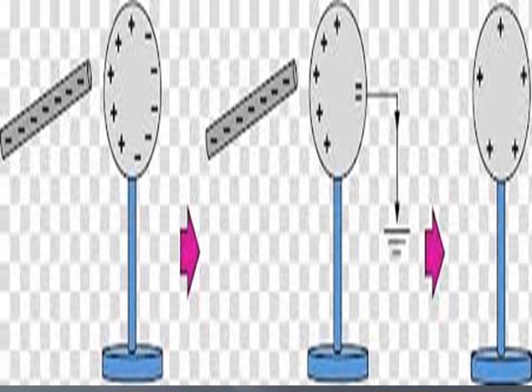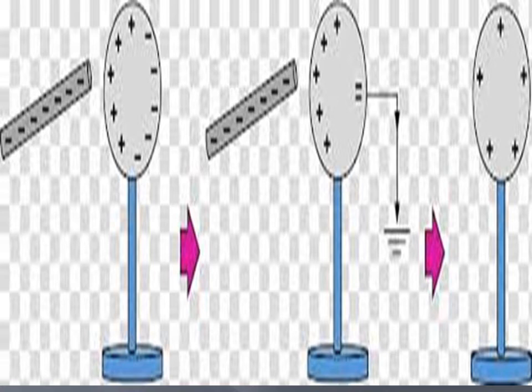Now as I told you, a negatively charged rod is brought near a sphere which is spherical in shape and which is supported by an insulating stand. Now what happens? Because the rod is negatively charged, the nearer end will become positively charged and the farther end will become negatively charged because like charges will repel each other.